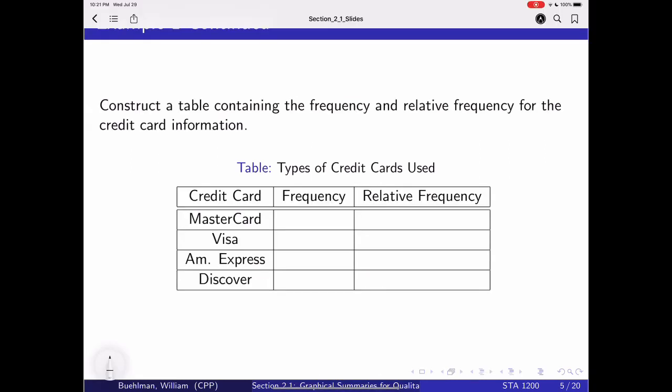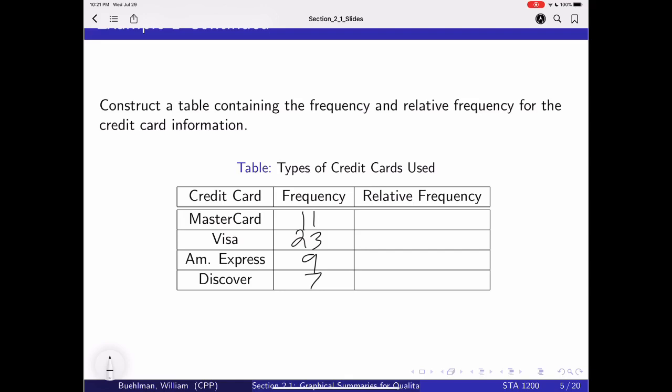So if we were to count the number of times MasterCard appeared in that list, we would see it was 11 times. Visa was 23 times, American Express was 9 times, and Discover was 7 times. So now we can see we have the frequency distribution right here because we have each of the frequencies.